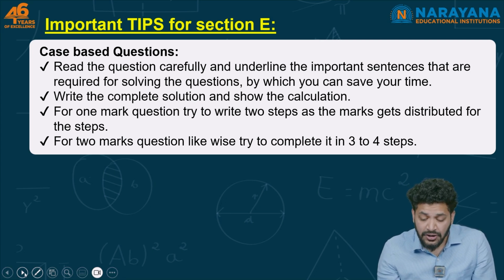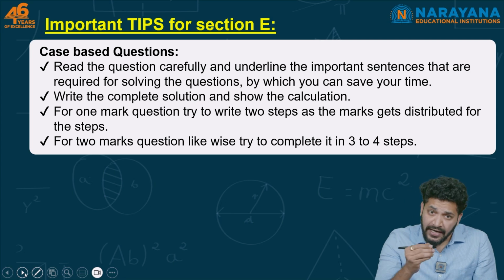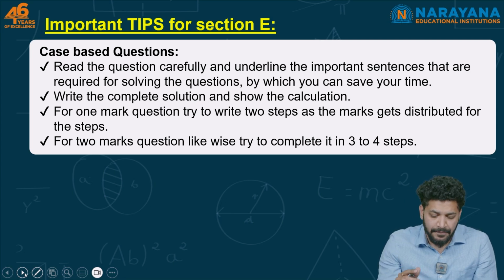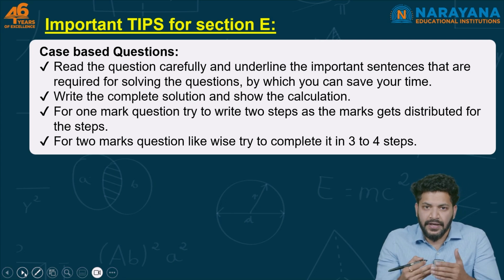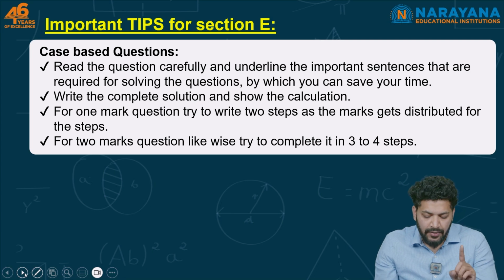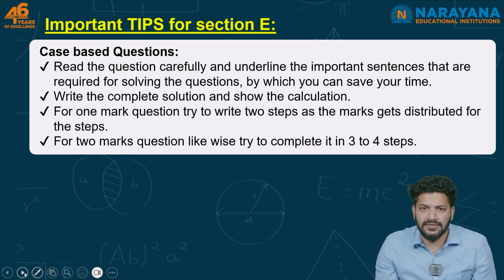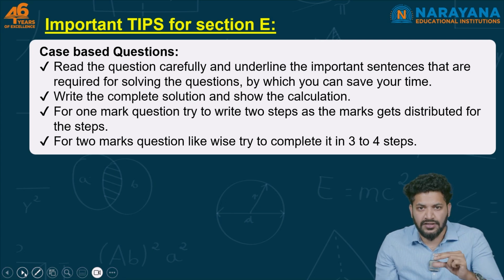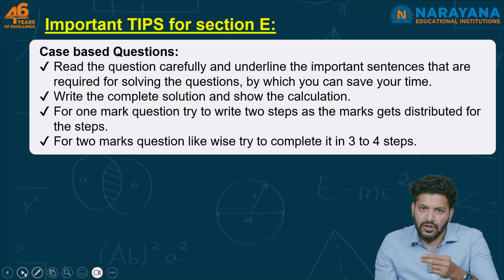Write the complete solution and show the calculation properly. For a 1 mark question, here we have split the question, so try to write 2 steps, as the marks get distributed for the steps. For a 2 marks question, likewise write 3 to 4 steps. According to the question, you should write very carefully. You will have options also, so if you know that option question, try to write it if you have time.